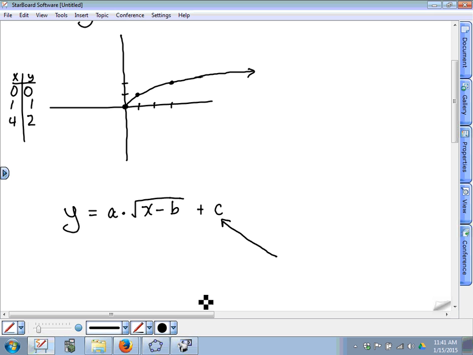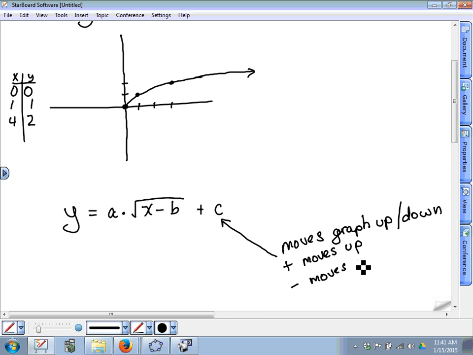So go back to your notes, draw an arrow to c. If I change the value of c, what effect did it have on the graph? Up and down. Moves graph up or down. How did we know if it was going to move up? It was positive. So put a plus sign. Plus moves up. Minus moves down. We okay about describing it that way? Well, you guys are pretty clever.